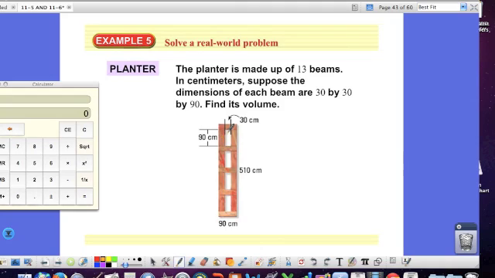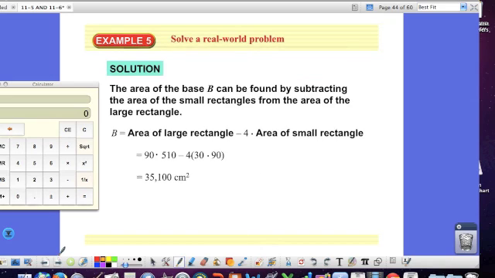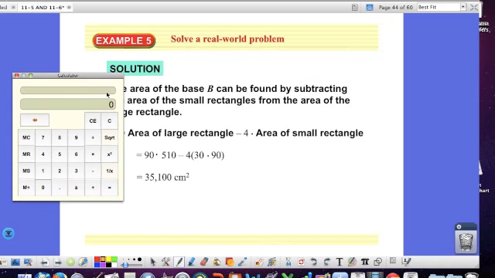And the 4 smaller rectangles are 30 by 90. So we find the area of the large rectangle, 90 times 510, which they don't show you, is 45,900. And then we have 4 of these smaller rectangles that we're taking out. 30 times 90 is 2,700, times 4. And if we take 45,900 and subtract 10,800, we get 35,100.